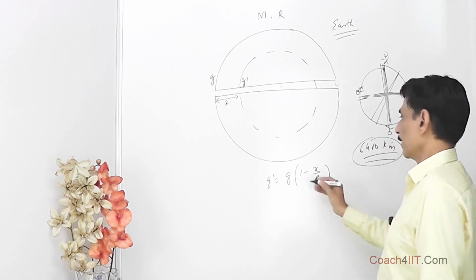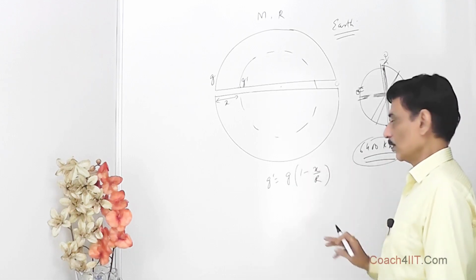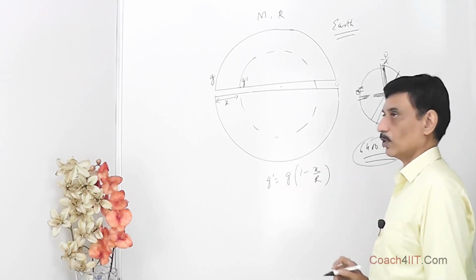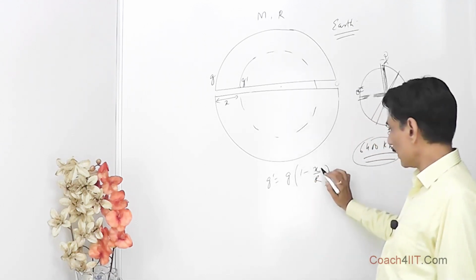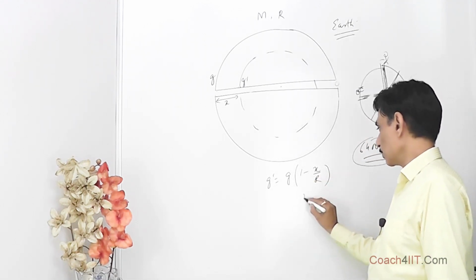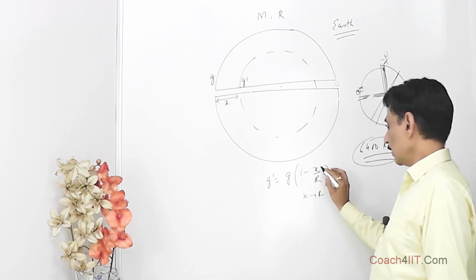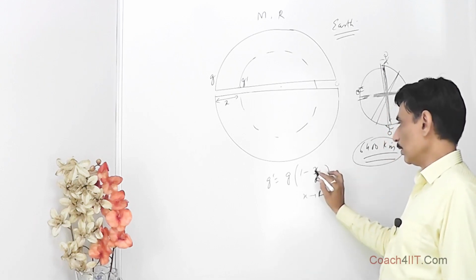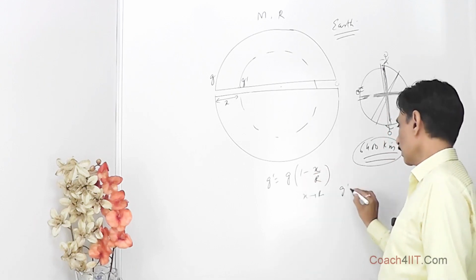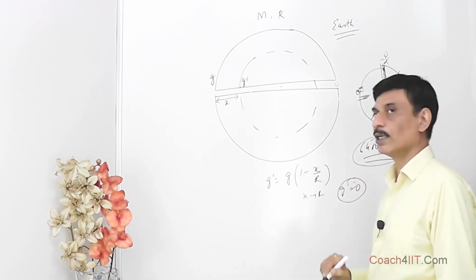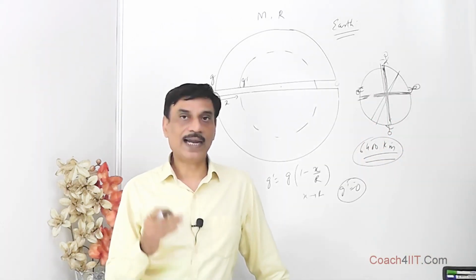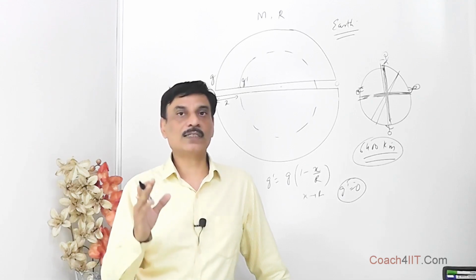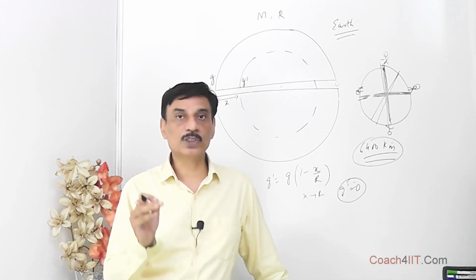This value is not required over here. This will serve the purpose. So g dash equal g into 1 minus x upon r. If we see, when x becomes equal to r, x by r is 1, 1 minus 1 is equal to 0, so g dash becomes equal to 0, that is, acceleration becomes equal to 0. If you recollect, acceleration is equal to 0 at the mean position, that is, restoring force is equal to 0 at the mean position.